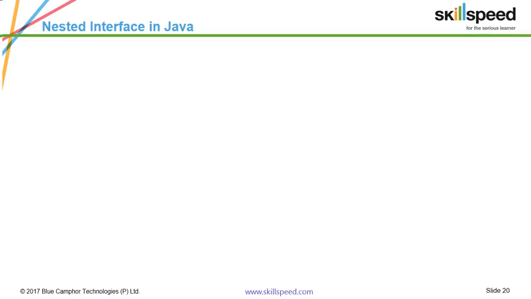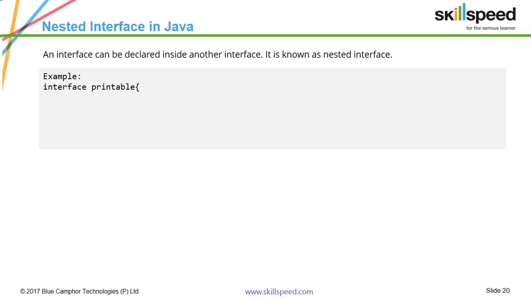The next concept that we're going to look at is a nested interface. An interface can be declared inside another interface. It is known as a nested interface. Example: interface Printable, inside which I have void print, which is an abstract method. I have one more interface MessagePrintable, containing the method void message. So the MessagePrintable interface is the nested interface.